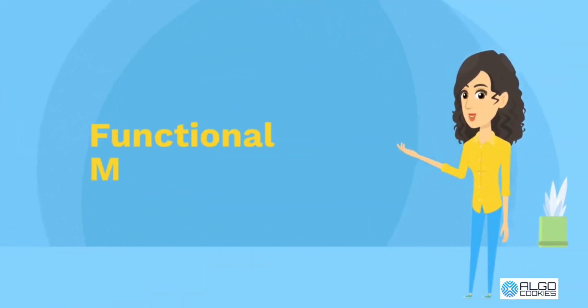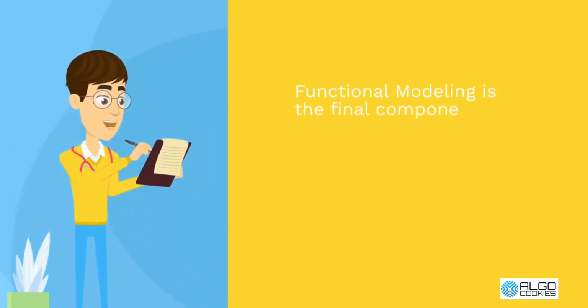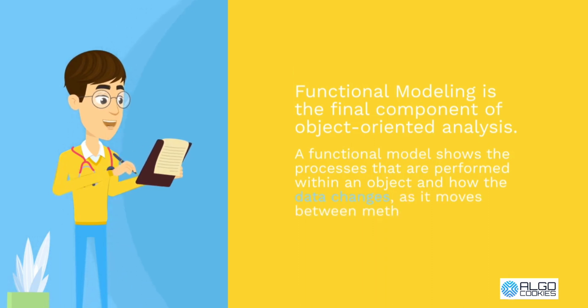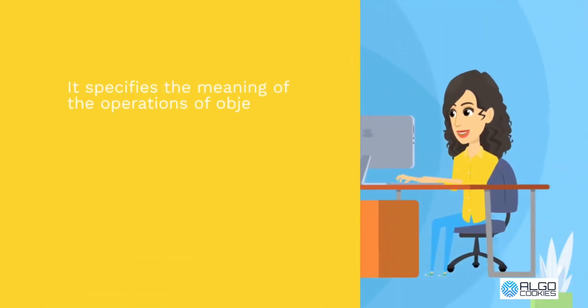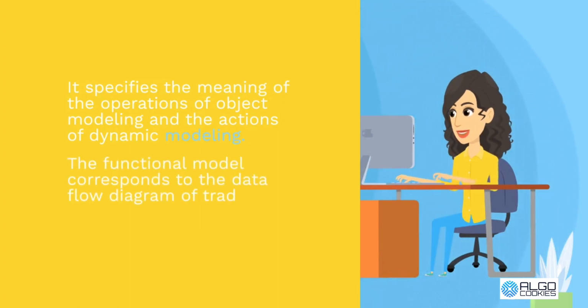Functional modeling. Functional modeling is the final component of object-oriented analysis. A functional model shows the processes that are performed within an object and how the data changes as it moves between methods. It specifies the meaning of the operations of object modeling and the actions of dynamic modeling. The functional model corresponds to the data flow diagram of traditional structured analysis.